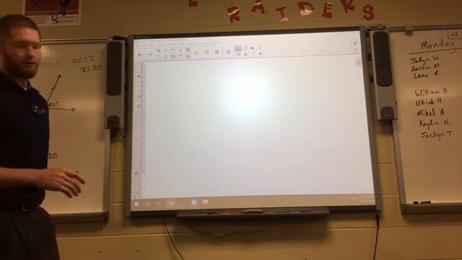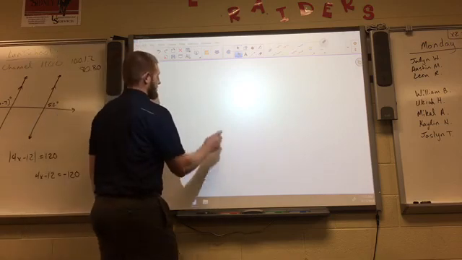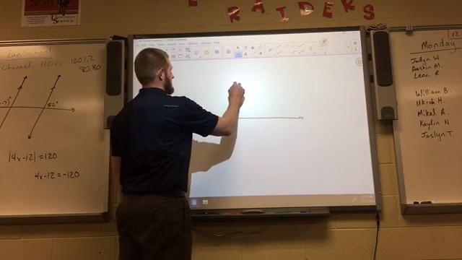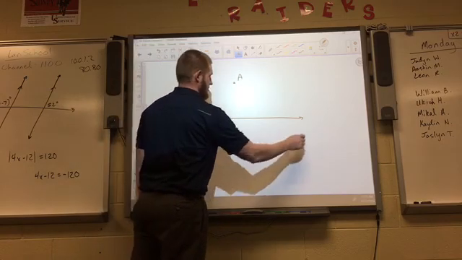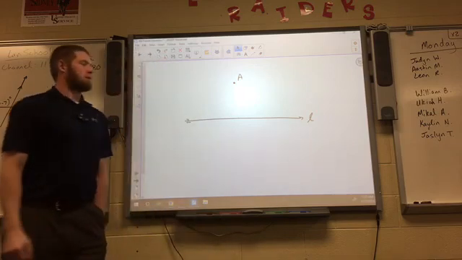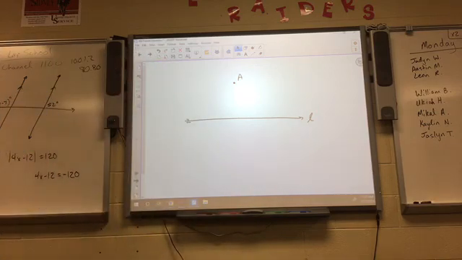Now, before we get too far into it, we need to understand: if I am trying to find the distance from point A to line L, there's a special way to do it. You wrote down the definition last week. If you don't remember the definition, you need to have your book open anyways, and you need to be looking at the definition.